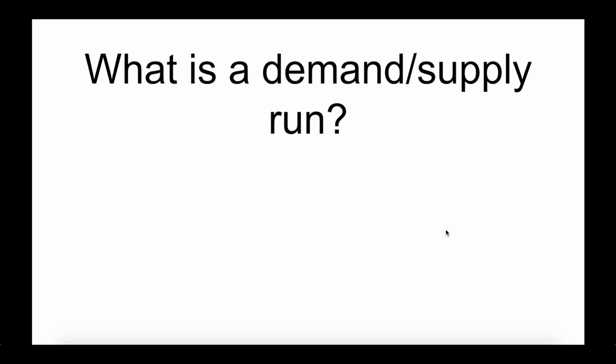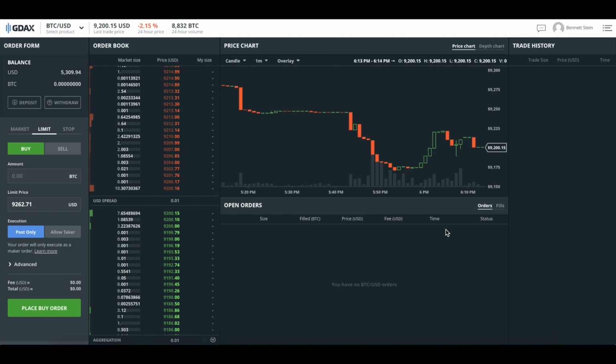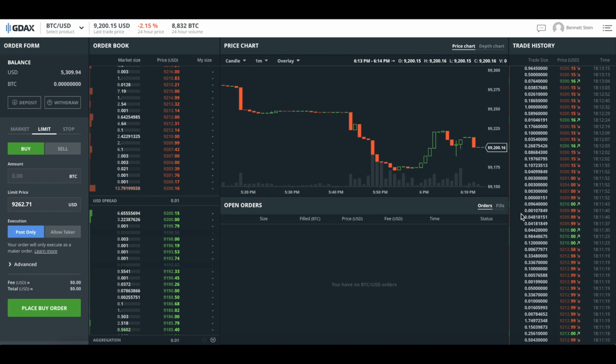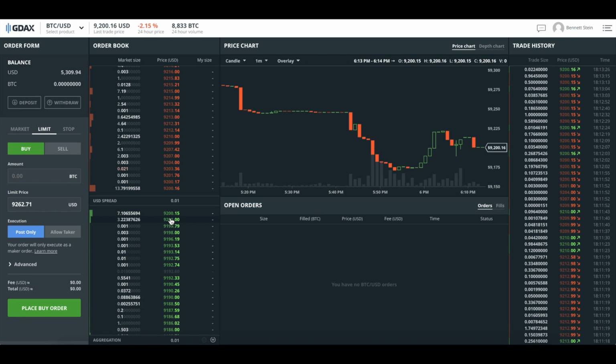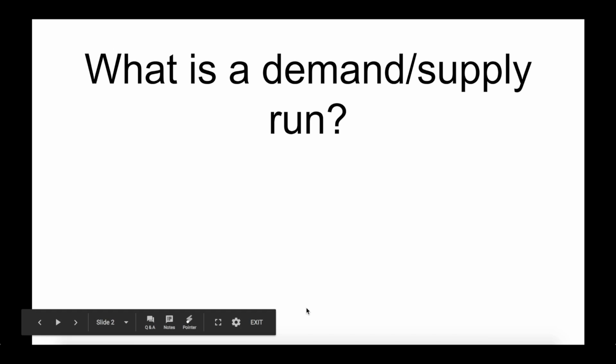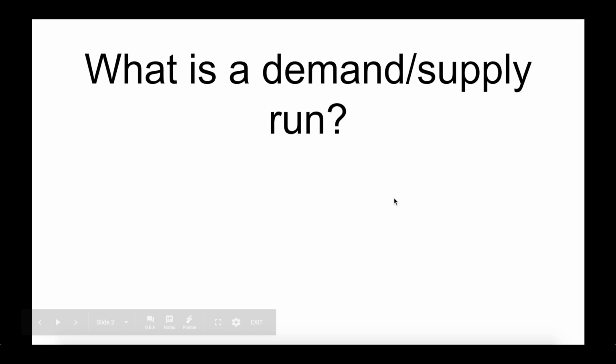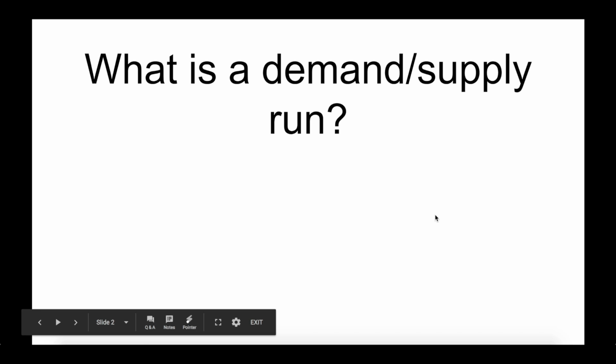Okay, so let's begin with demand and supply runs. You may have noticed that when price goes up, typically you see a lot of market buying, and you also see a bid wall form. And when price goes down, you typically see a lot of market selling and an offer wall form. These occur because of the dynamics of supply and demand. When something is high in demand, typically the price will continue to move upward until demand meets supply. And when something is high in supply, typically price will be moving downward until supply meets demand.